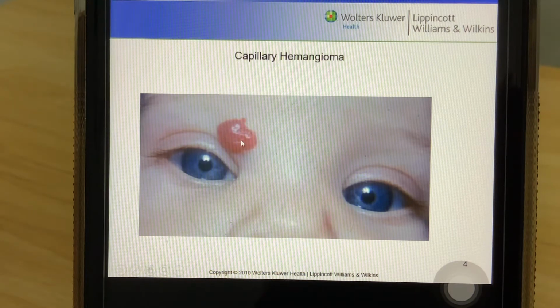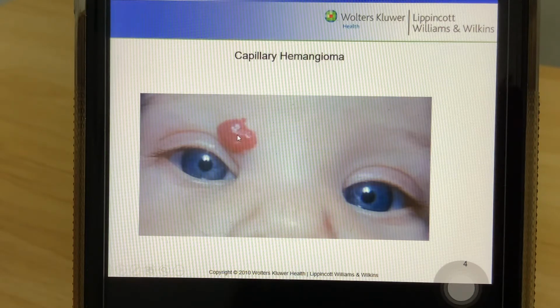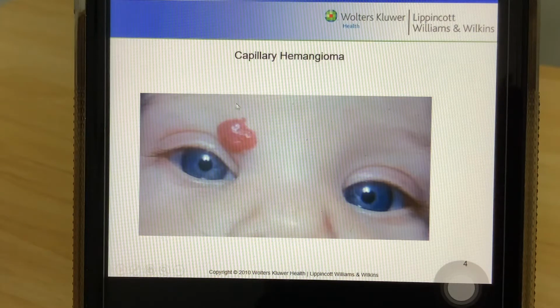Since this is a blood vessel formation, it is easily traumatized, very bloody. So this one looks benign. It's so small. As I've mentioned, this is the most common tumor in infancy.